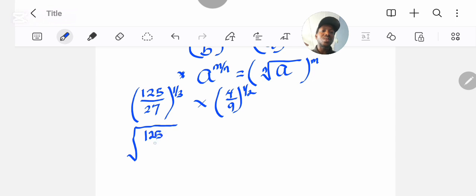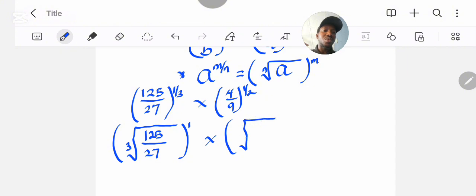So we have 125 over 27. But the denominator here is 3, so you can bring the 3 here. The numerator is 1. Put the 1 there, just for more understanding. Now, in this case, this 2 that is here is indicative of the square root symbol. So you don't need to put the 2 here. Just write the square root symbol and write 4 over 9, all raised to power 1.